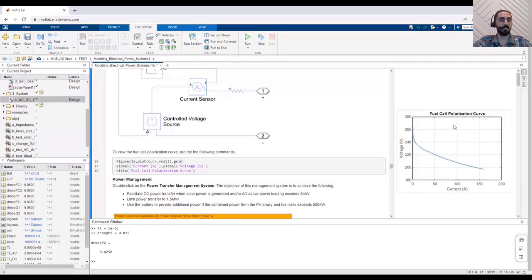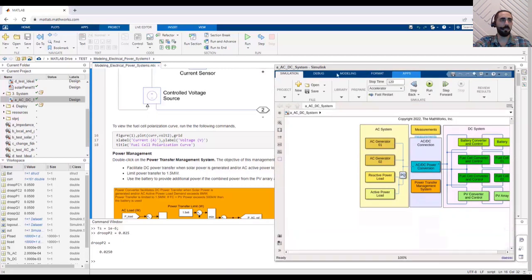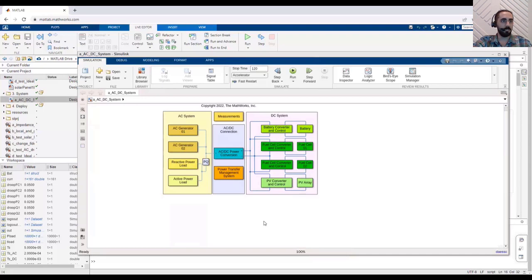If we run this code in here, it plots the fuel cell polarization curve, and you can see the relationship for this particular fuel cell between the voltage and current. Depending on what your fuel cell is, you can generate these lookup tables, either getting them from the fuel cell suppliers, or by detailed simulations. By saying that, now we can bring back the Simulink model and talk about the components in here.